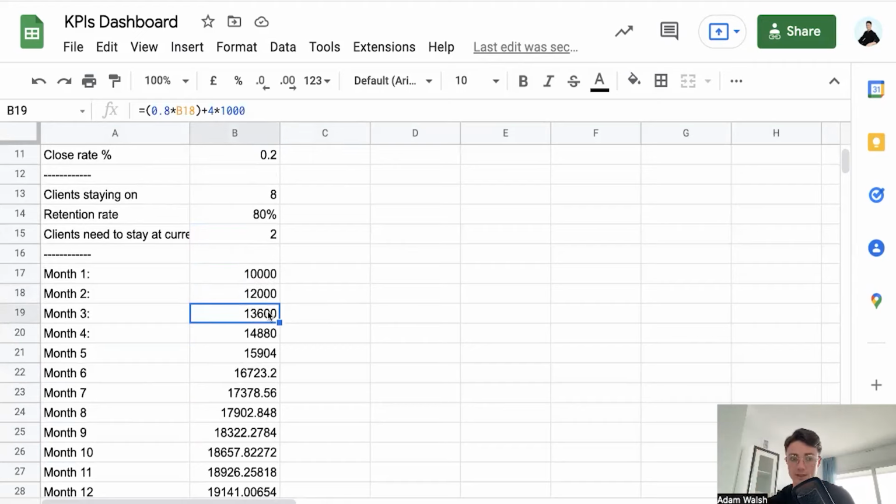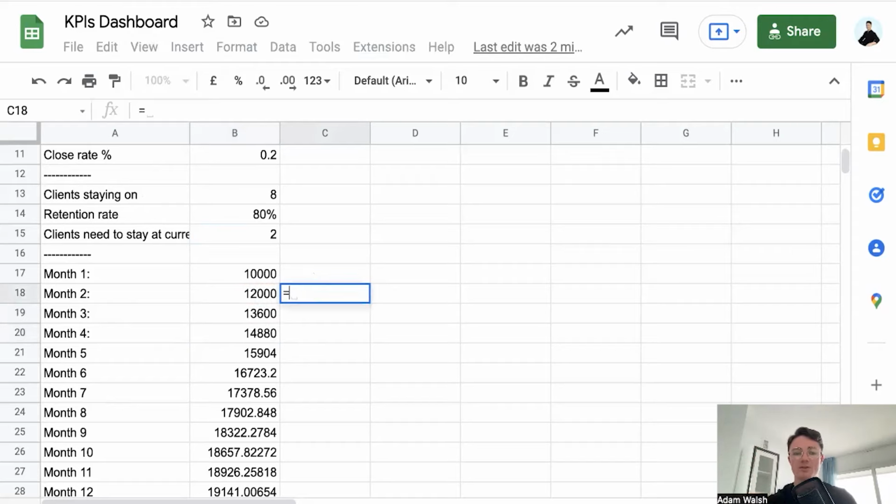Now in month 3, we're going to use a formula to make this easy on ourselves. Okay. So we're going to take our previous revenue, 12,000. We're going to times that by our retention rate, which is 80%. And now we're going to add on the 4 new clients that pay 1,000 each. And that gives our figure to be 13,600. Now you're probably noticing the trend already, right? As we continue down this path, with month 4, again, previous revenue in month 3 times retention rate plus the 4 clients, you'll notice that the increase gets smaller and smaller month after month.